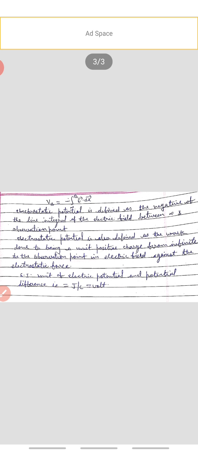Now SI unit of electrostatic potential and potential difference is joule per coulomb or volt.